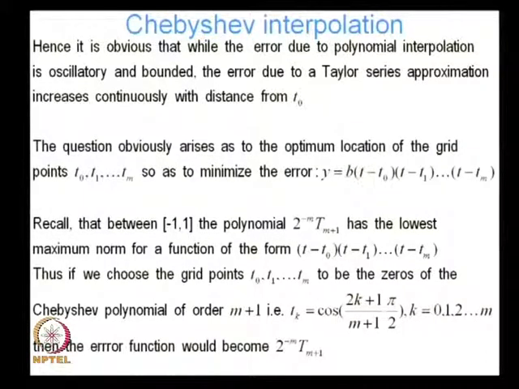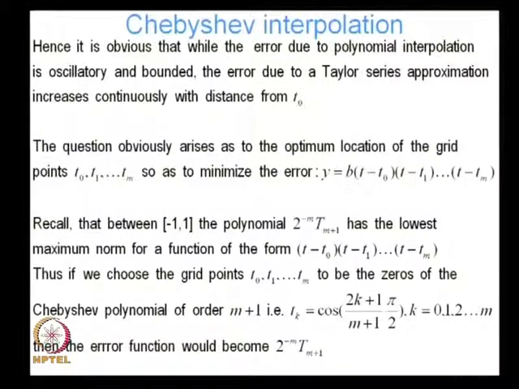The question obviously arises as to the optimum location of the grid points t0, t1 through tm, so as to minimize that error. We recall that between -1 and 1, the polynomial 2 to the power minus m times T_{m+1} has the lowest maximum norm for a function of this form. Why of this form? Because this is the form where the leading order term has coefficient 1.